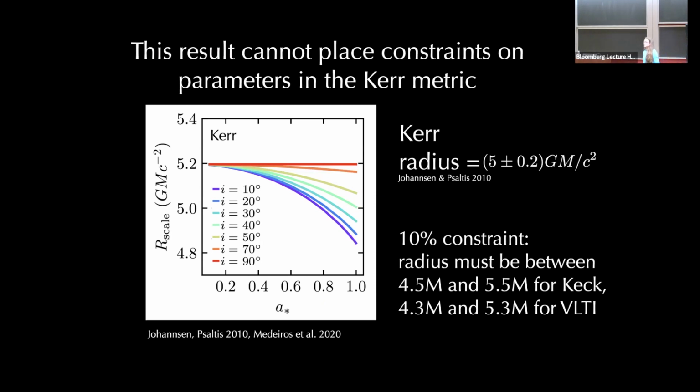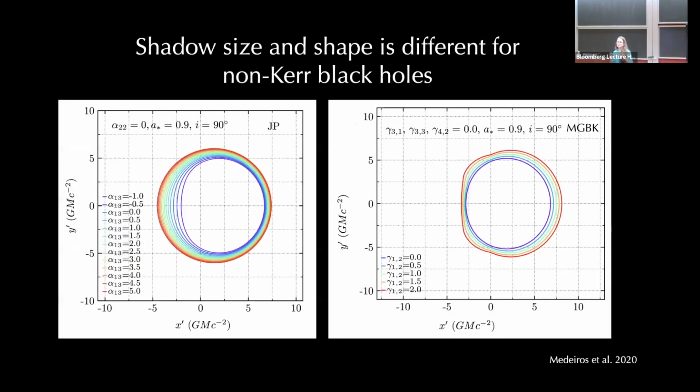Absolutely no way that we can do anything for Kerr. But if you take the Kerr metric and you perturb away from it, then you can actually start to do something. So here's just a couple examples of what happens when you use one of these parametrized metrics and simulate what the black hole shadow looks like.